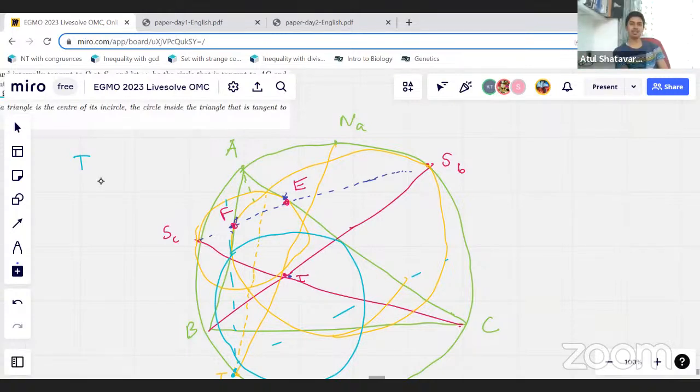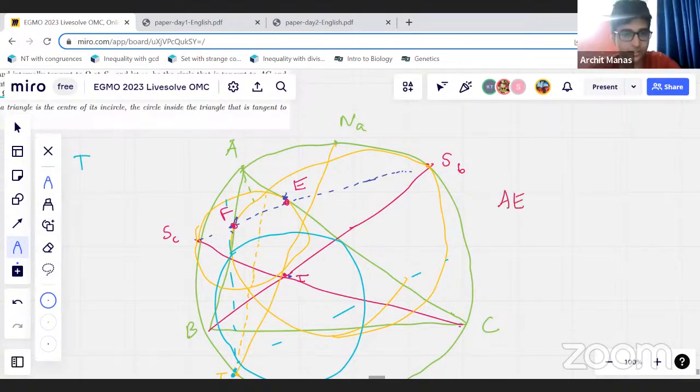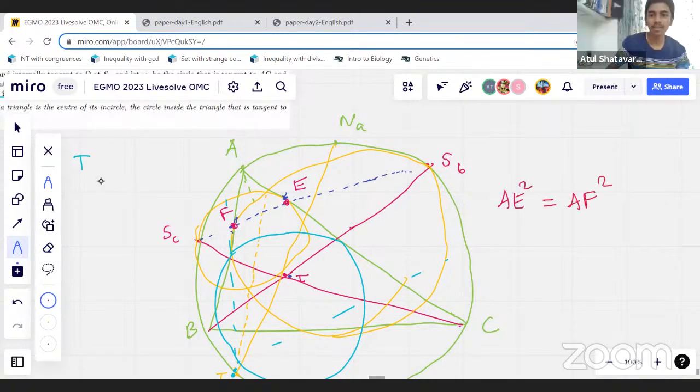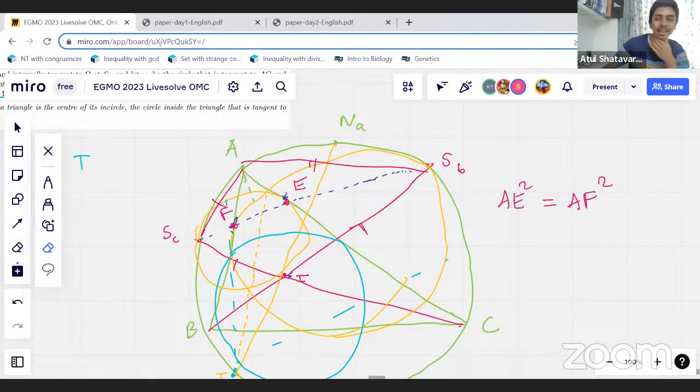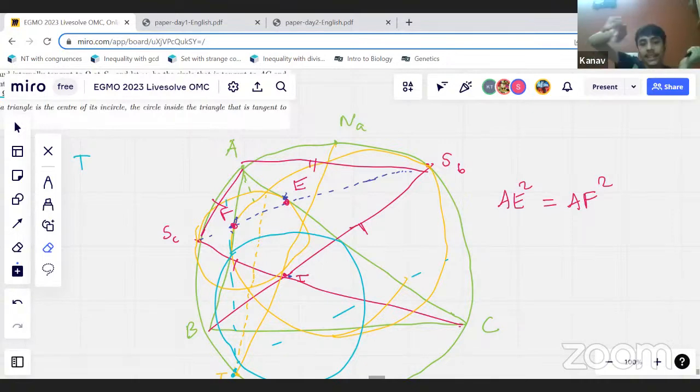Wait, A is on the radical axis, no? Okay, this is a terrible diagram then. Guys, is A on the radical axis? A squared is AF squared, because this line is the perpendicular bisector of AI, no? SCA is SCI, and so on. So actually A is on it. EA is EI, right? Sorry, EA is EI.